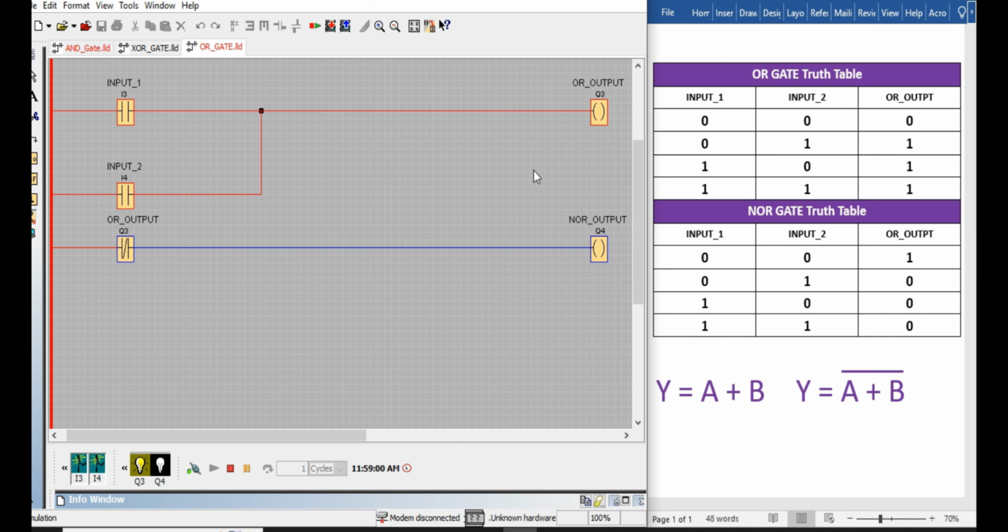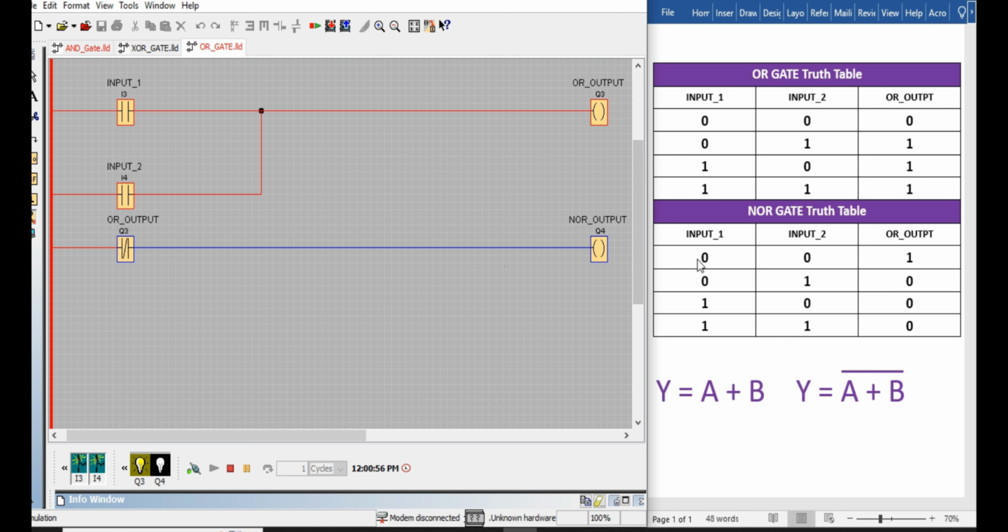In order to take the output complement of OR gate, we have used a normally closed contact. This normally closed contact is working as an inverter in front of OR gate. So its output will be equal to the output of NOR gate. In order to justify the output of NOR gate, we will focus only on Q4. I3 and I4 are inputs of NOR gate and Q4 is the output of NOR gate.